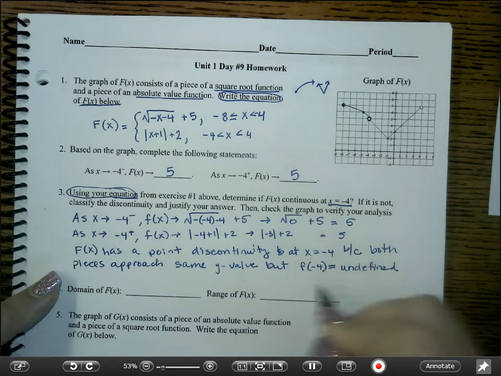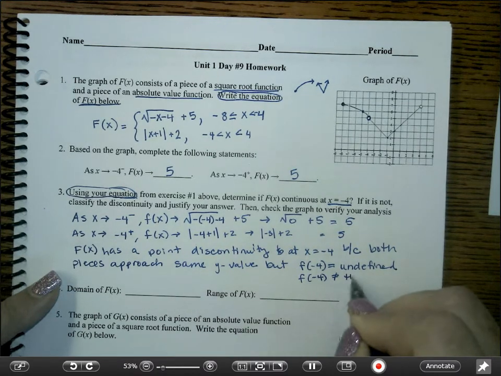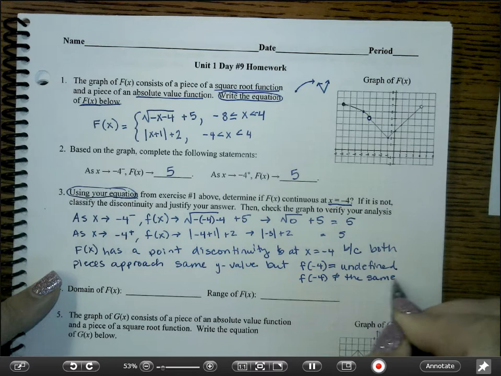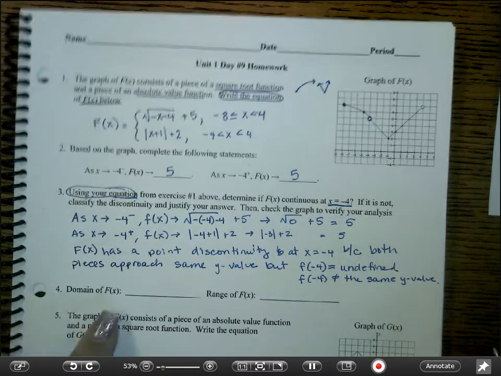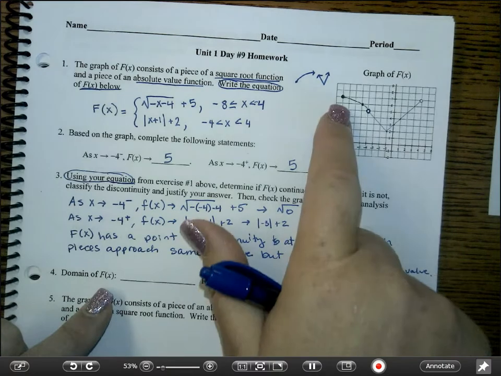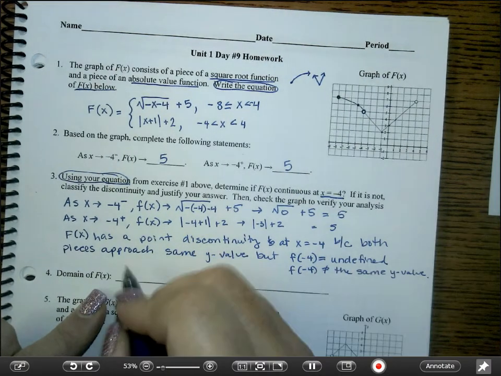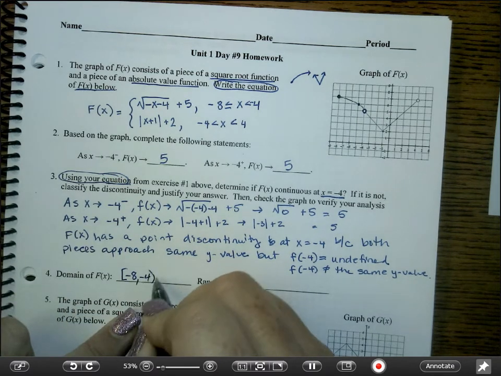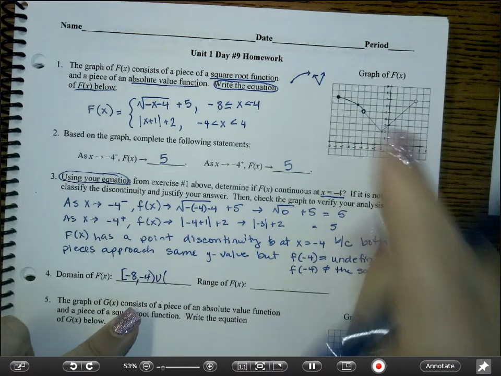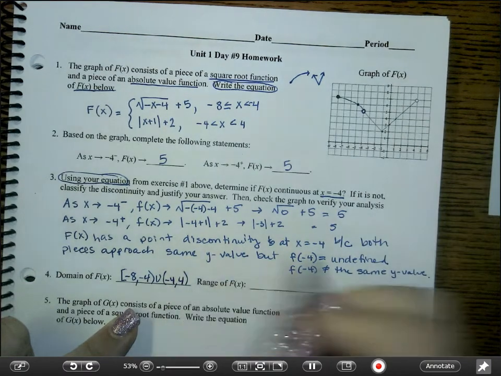Okay, or you can even say f of negative 4 does not equal the same y value. So the domain of f of x, if we look at this, we are going to go from negative 8. We stop at negative 4 because it's undefined. We pick back up on the other side of negative 4 and we go all the way to positive 4.